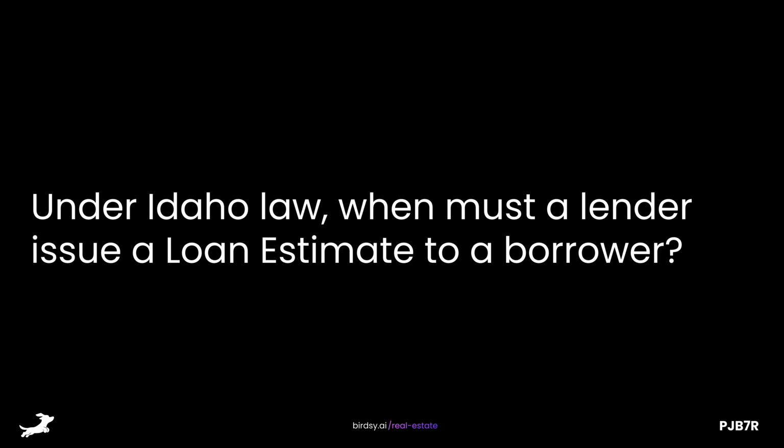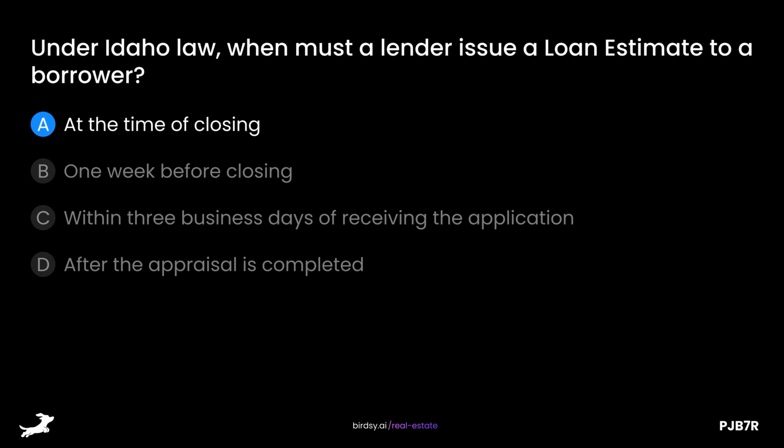Under Idaho law, when must a lender issue a loan estimate to a borrower? Is it A, at the time of closing? B, 1 week before closing? C, within 3 business days of receiving the application? Or D, after the appraisal is completed?